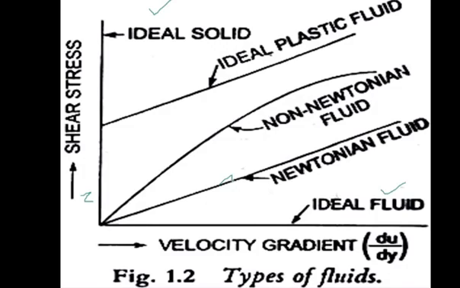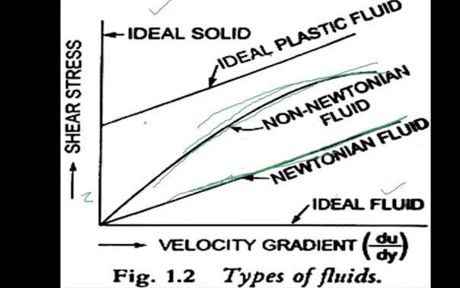The next, non-Newtonian fluid, a real fluid in which the shear stress is not proportional. See here, the variation is not proportional, whereas here Newtonian fluid is proportional. So it is not proportional, so we have to draw like this. So a real fluid in which the shear stress is not proportional to the rate of shear strain is known as non-Newtonian fluid. Next comes our ideal plastic fluid.